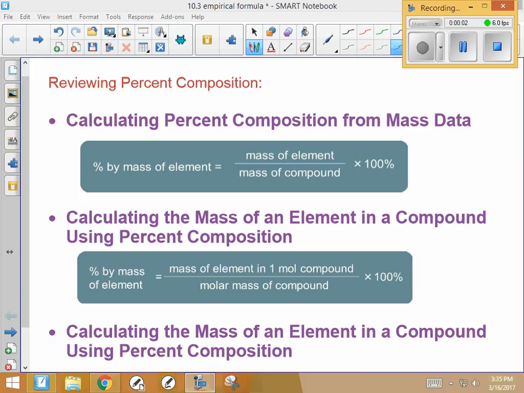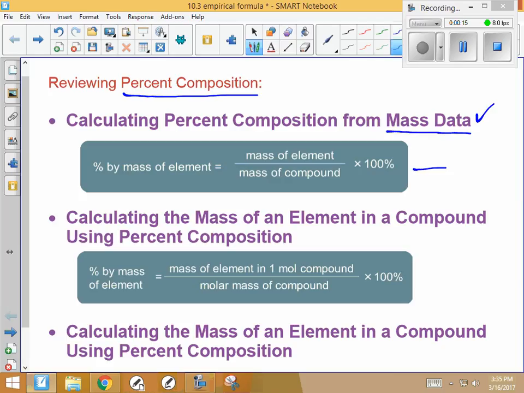We finished percent composition. I just want to do a real quick review of it before we get started with our next concept, empirical formula. We can calculate percent composition from mass data, and here is the formula to do so. You divide the mass of the element by the mass of the compound, multiply by 100%, and that is your percent mass by element. We can also calculate the mass of an element in a compound by using the percent composition.